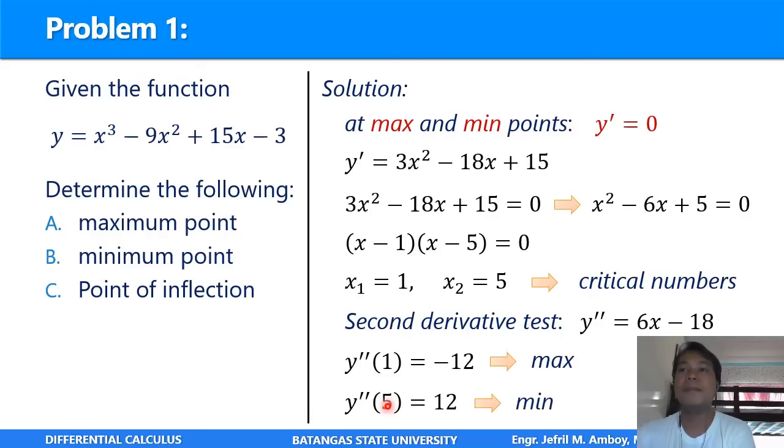Okay. So, what is now the point? Because we are looking for a point, not just the critical numbers. So, that's easy. If a point is what we're looking for, you get the value of y when x is 1. And for the other point, you get the value of y when x is 5. Okay? So, let's do that on the next slide.